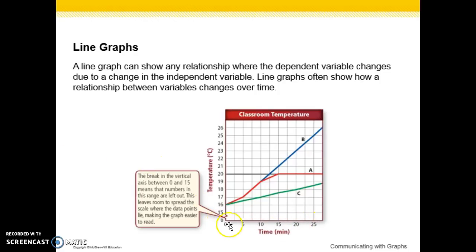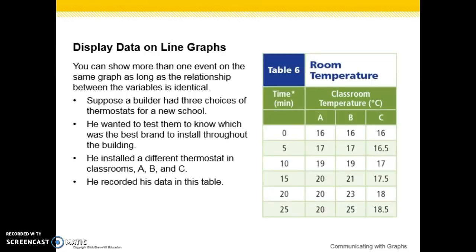Okay, so in our graph, when setting it up, we always go from left to right and from top to bottom using equal parts. So here they're going by 5s, and here they're going by 1s, 18, 19, 20. Okay, they've also scheduled their graph in different colors. You have line A, line B, and line C. Display data on the line graphs.